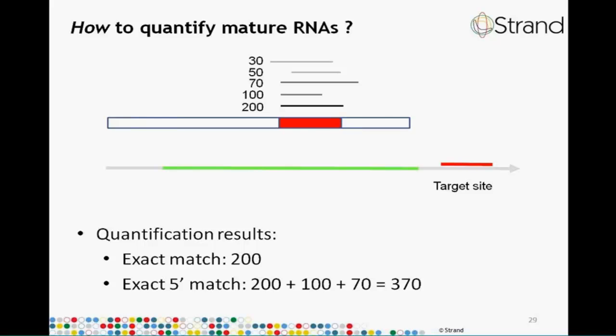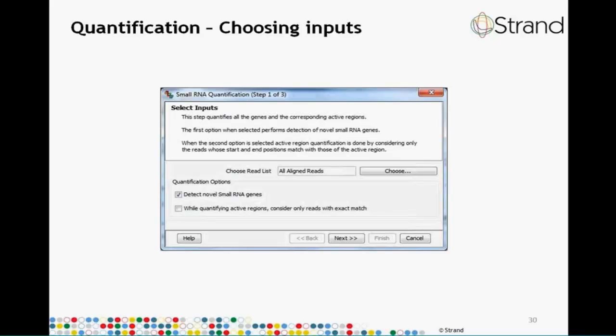So let's see how these dialogues look in Avadis NGS. We select the reads that need to be quantified. You have an option of carrying out novel small RNA detection during the quantification process, or you could choose to stick with only those small RNA genes which are present in the annotations that you downloaded. And the second option is where you specify whether you want to be very conservative in quantifying active regions. That is, you want to restrict analysis to only those reads which exactly match the active region boundaries, or whether you want to use slightly more liberal values that I discussed earlier.